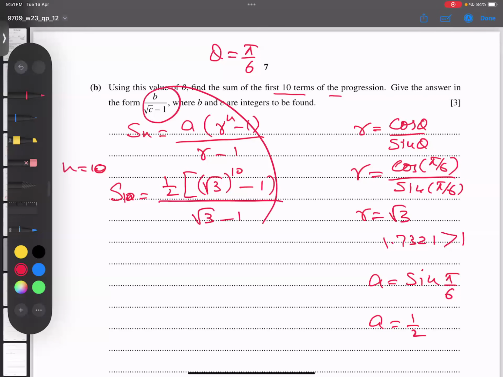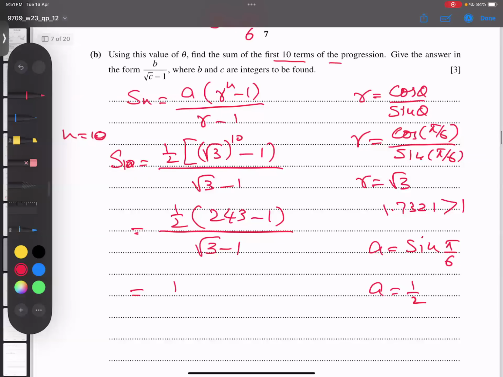But he said to give the answer in this format. So this is okay. And if you type the upper part, it will give us the answer. So root 3, and if I take the power 10 of this, it gives 243. So 243 minus 1, and I think you understand what is going on, minus 1 and divide by 2. If you type the numerator only in the calculator, don't type the whole, you get 121 and root 3 minus 1, which is the required form.